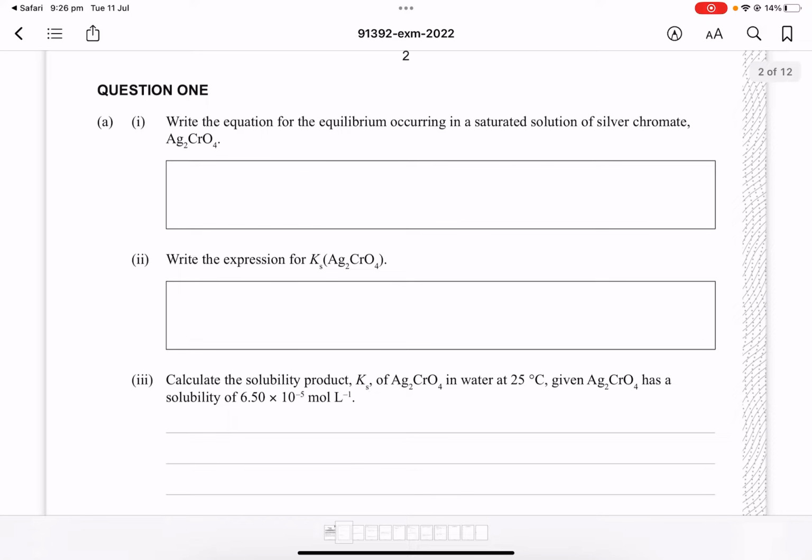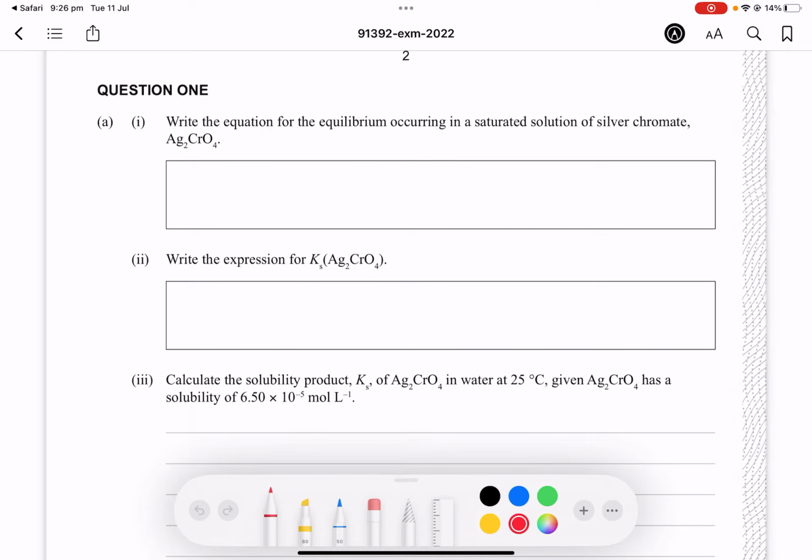So we're going to get straight into it at question 1, looking at A. We're going to write the equation for the equilibrium occurring in a saturated solution of silver chromate, which is Ag2CrO4. For this equation, we know that the silver chromate is going to partially dissociate in water to form its ions.